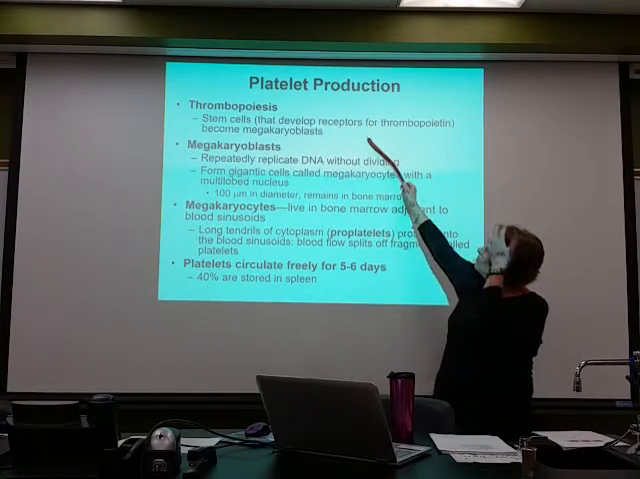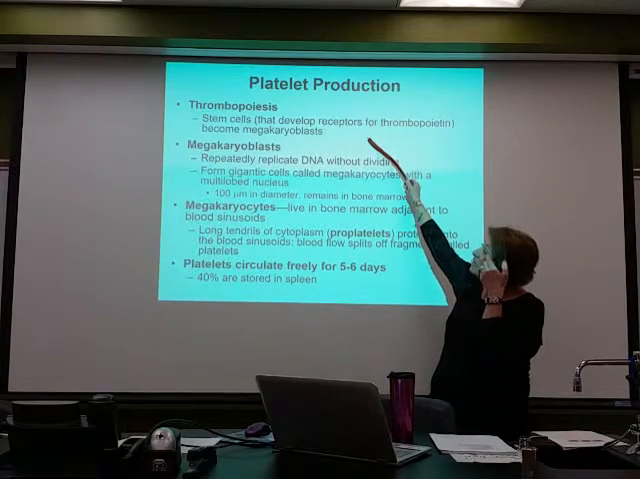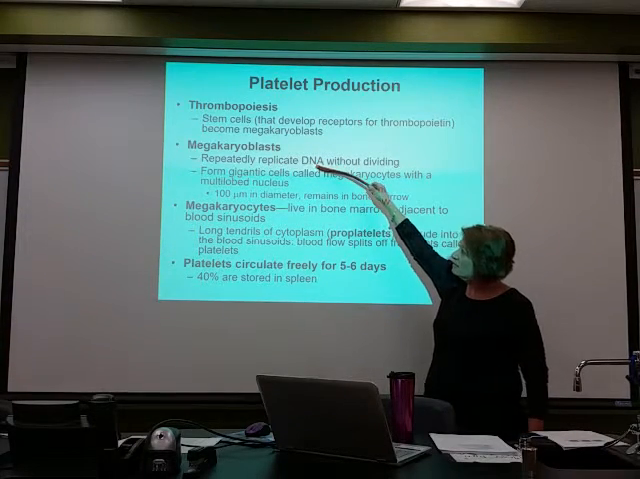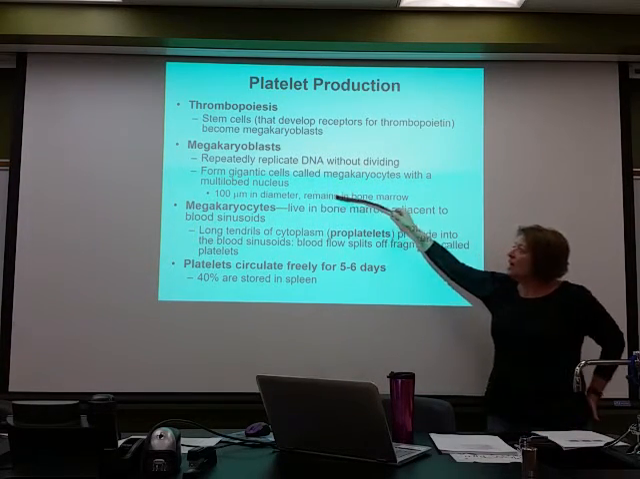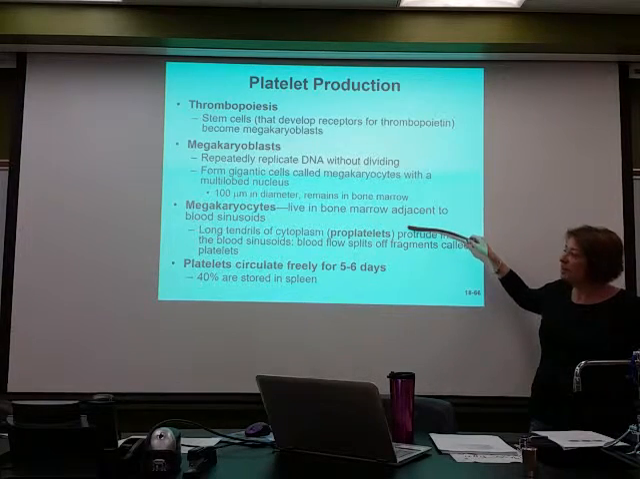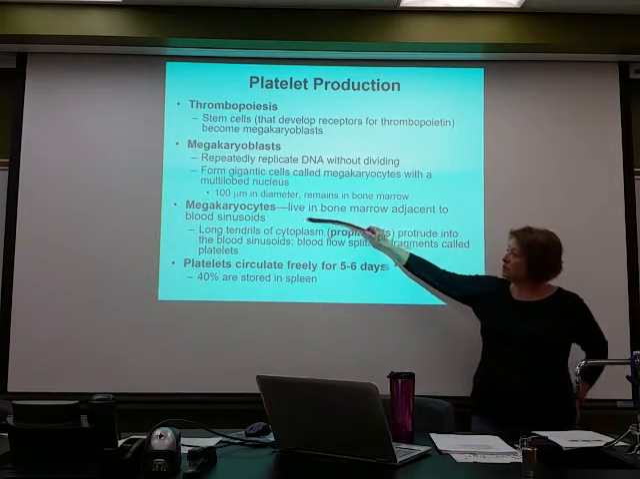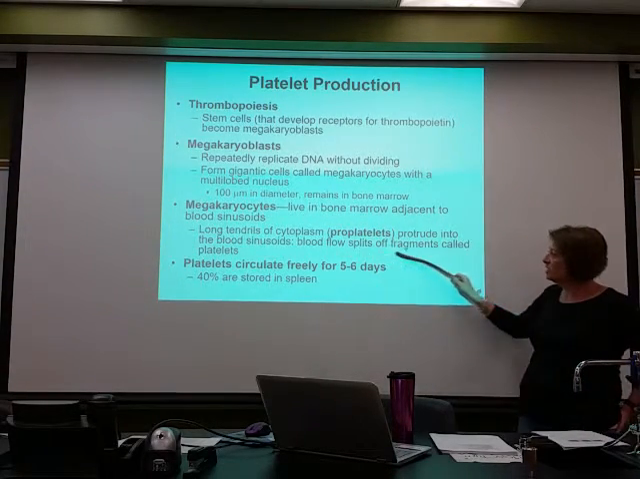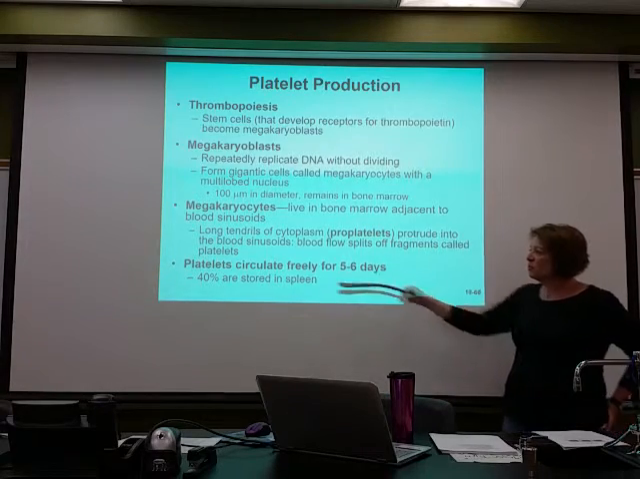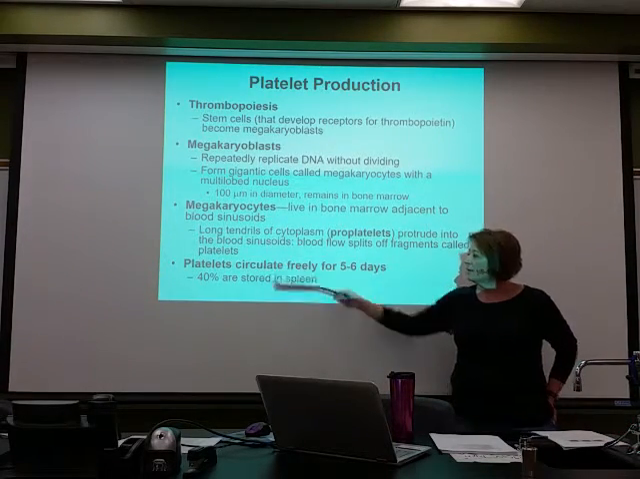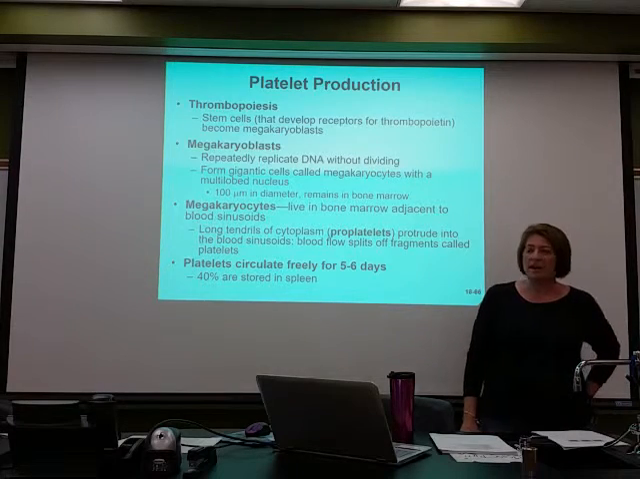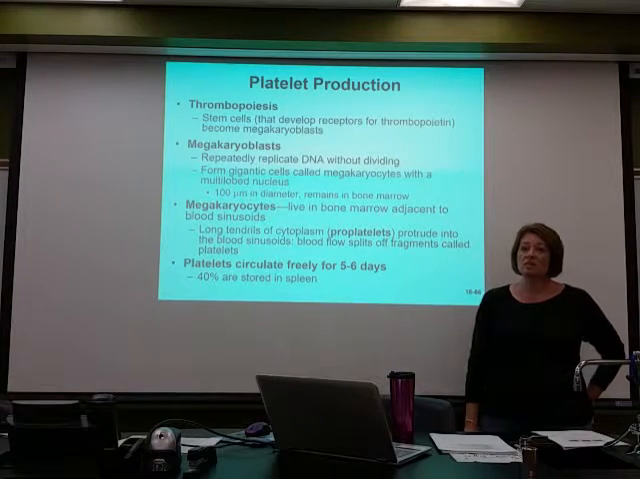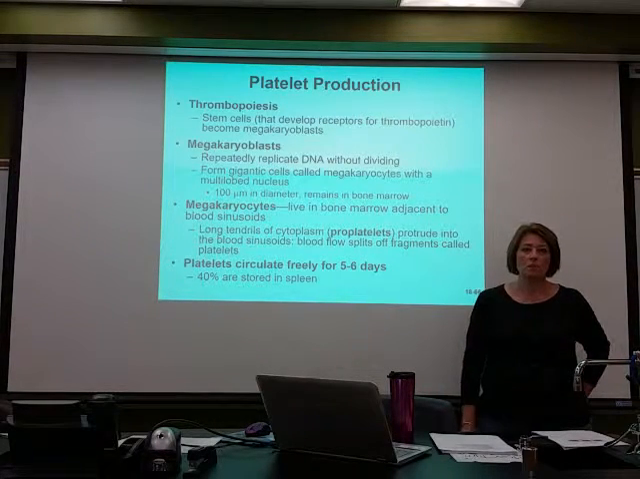thrombopoiesis. So they're going to have their stem cell, they're going to have their blast, that megakaryoblast, and then the megakaryocyte. And when we get to the megakaryocyte, as that blood flows by, it splits it off, and we form the platelet. That platelet moves freely about 5 to 6 days, and then the other ones are going to get stored in the spleen for use.